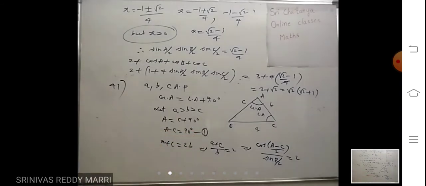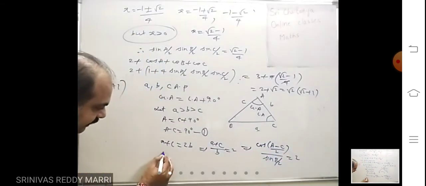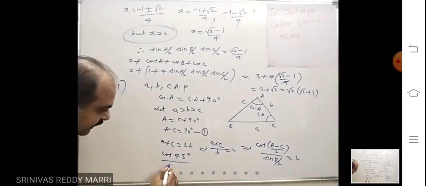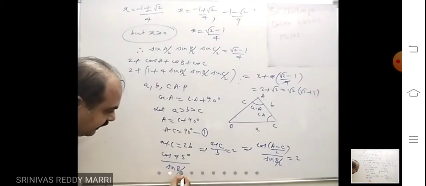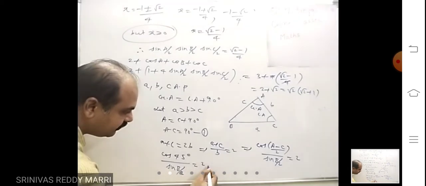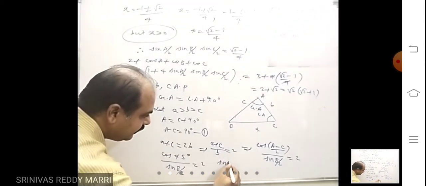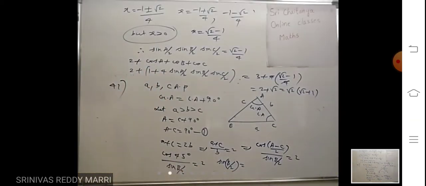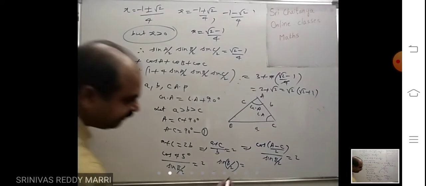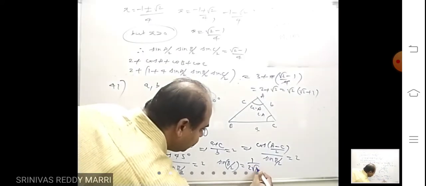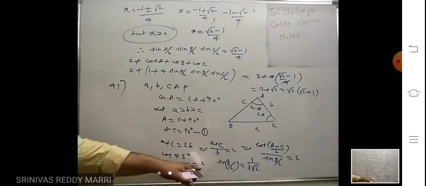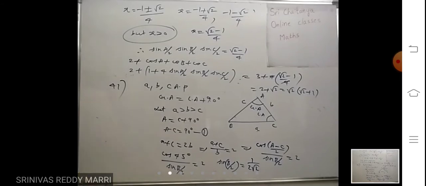I have told Mollweide's rule. So A minus C is 90, cos 45 degrees divided by sin B by 2 equal to 2. Therefore, sin B by 2 is nothing but cos 45 divided by 2. That means this is nothing but 1 by 2 root 2. So I got the sin B by 2 value. Sin B by 2 is nothing but 1 by 2 root 2.